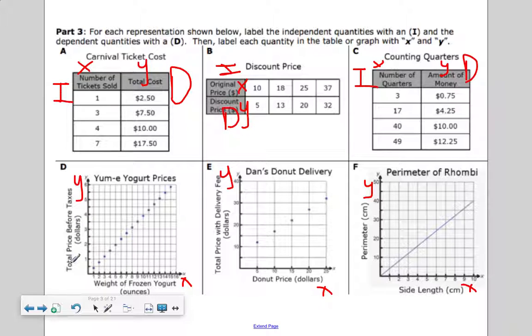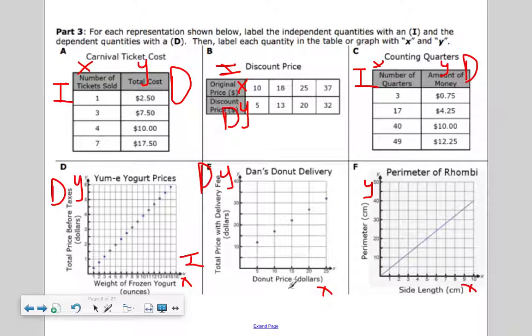No. The total price depends on the weight. So this is the dependent, because if you go to the yogurt shop, the price depends on how much yogurt you buy. Independent. The total price with delivery fee depends on the donut price.